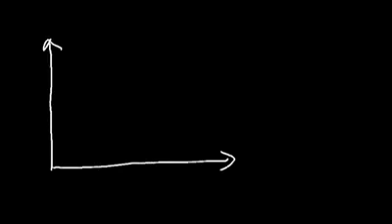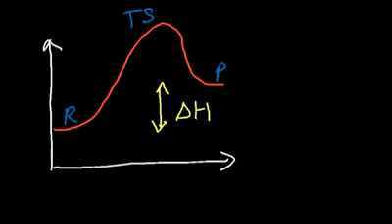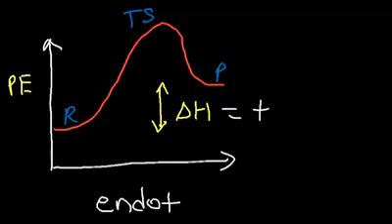Now let's draw a typical potential energy diagram for an endothermic reaction. So it's going to look something like this. So here we have the reactants, the products. On top we have the transition state, also known as the activated complex. Delta H, the enthalpy of the reaction, is the difference between the potential energy of the products and the reactants. So because the products have more energy than the reactants, delta H is positive, and so this reaction is considered to be an endothermic reaction.